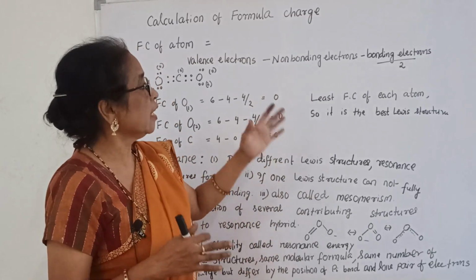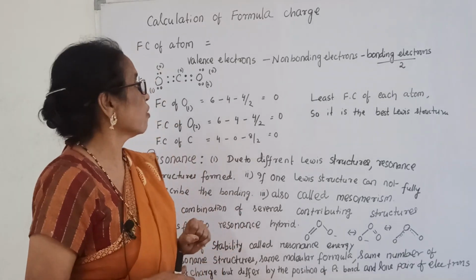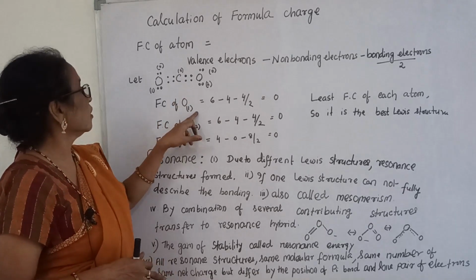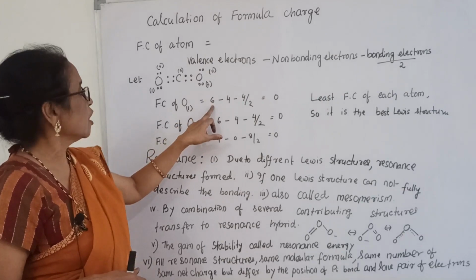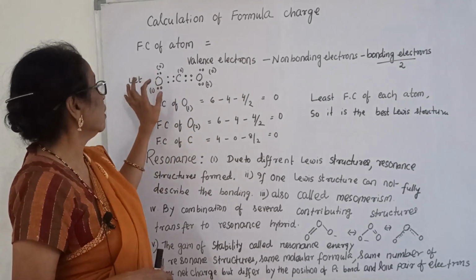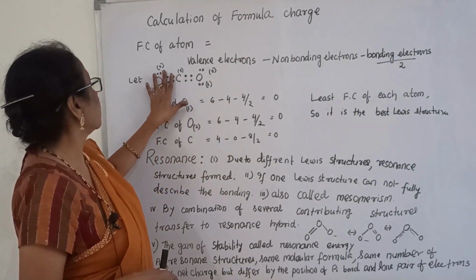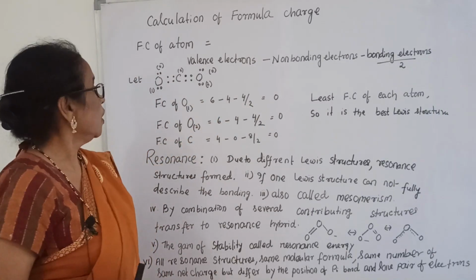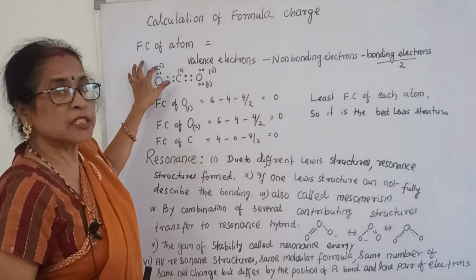Bonding electrons means the electrons which are involved in bonding. Now the formal charge of oxygen 1, let this be oxygen 1 and this oxygen 2. Valence electron 6 minus non-bonding electrons, these 2 pairs, that is 4, minus bonding electrons, these 4 are bonding electrons, divided by 2, that gives 0. That means for the first oxygen O1, the formal charge is 0.